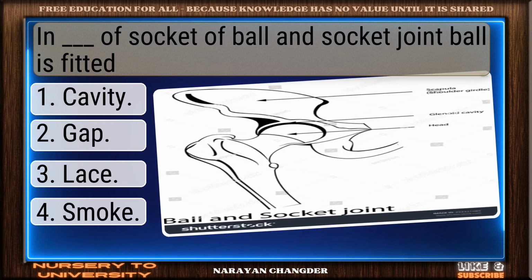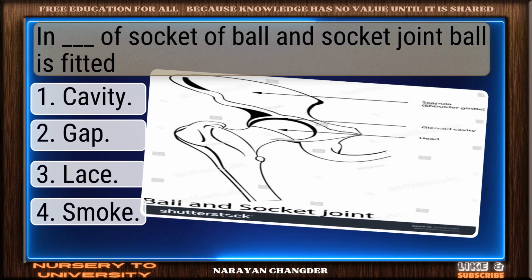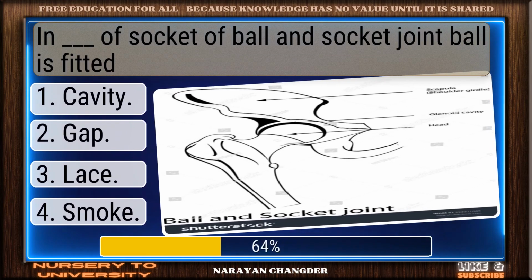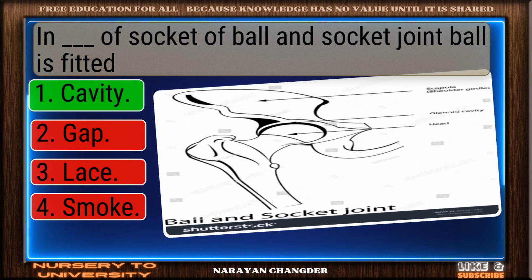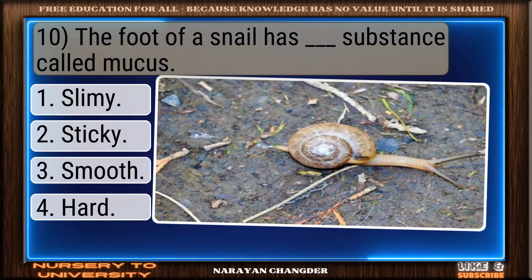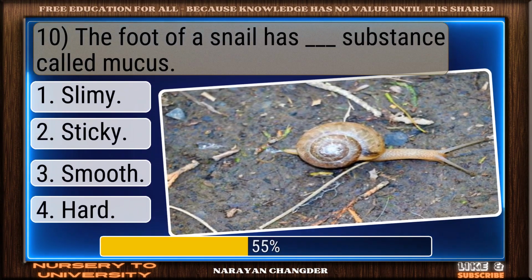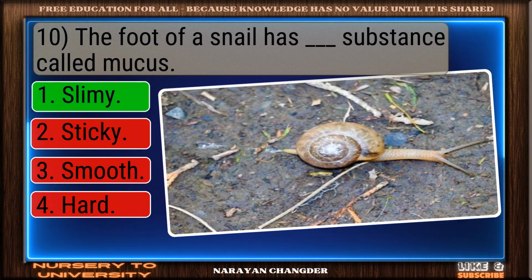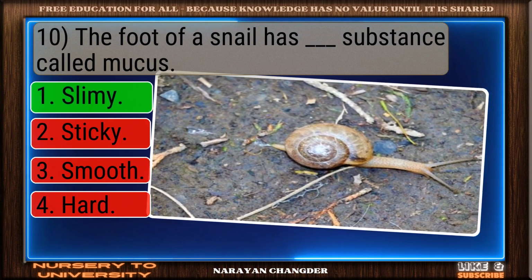In dash of socket of the ball and socket joint, the ball is fitted. Correct. Cavity is the right answer. The foot of a snail has dash, a substance called mucus. On track. Slimy is the correct answer.